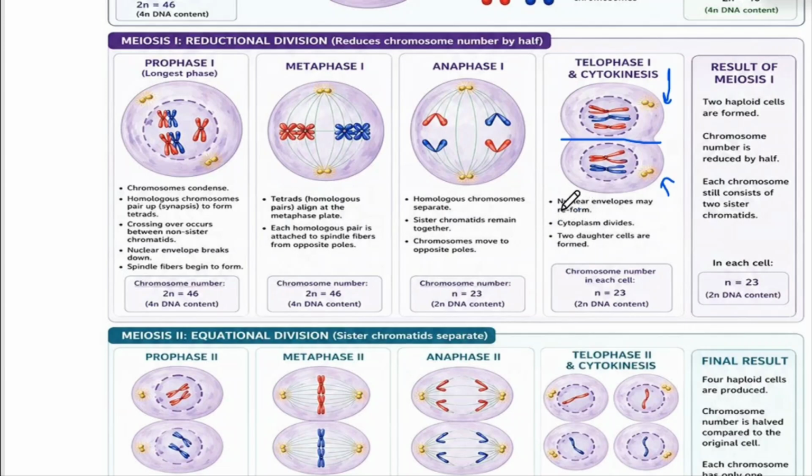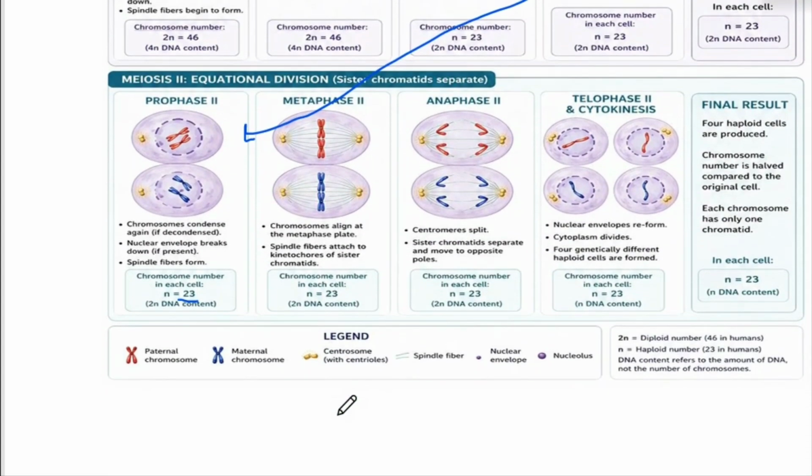So here we transition into prophase 2. During prophase 2, the chromosomes condense again and the nuclear envelope breaks down, which means it disappears. A new spindle fiber develops, and each cell contains 23 chromosomes.